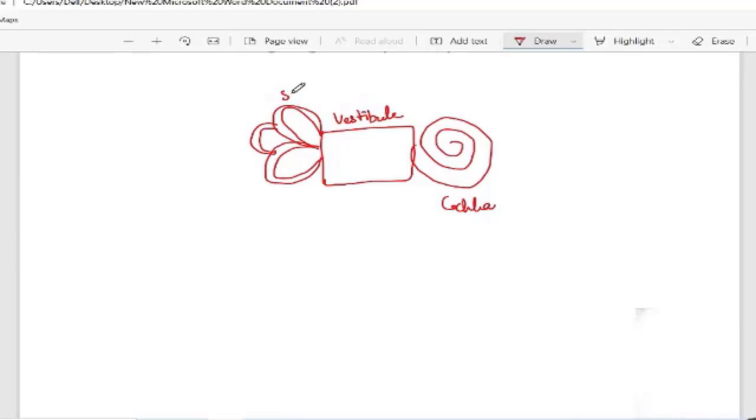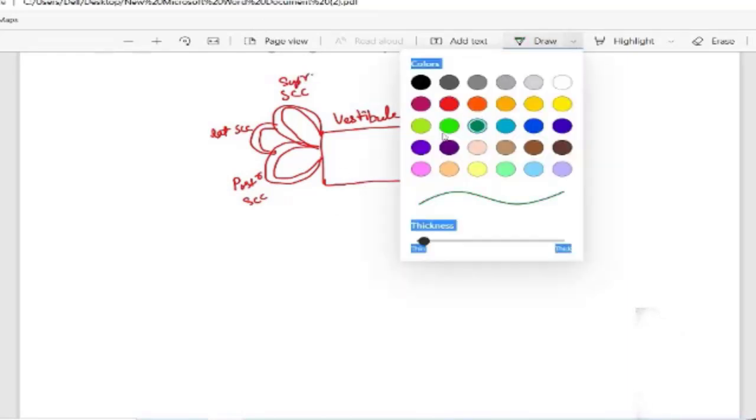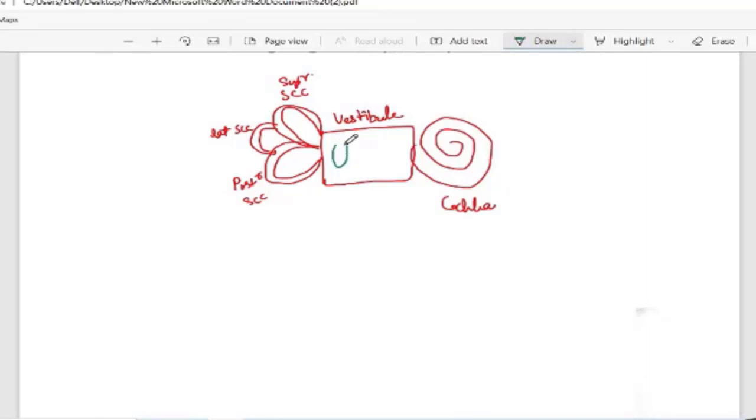The above one is the superior semicircular canal. This is the lateral semicircular canal. This is the posterior semicircular canal. The vestibule consists of two recesses. One is elliptical, the other one is spherical. So the spherical recess is the saccule, and the elliptical recess is the utricle.